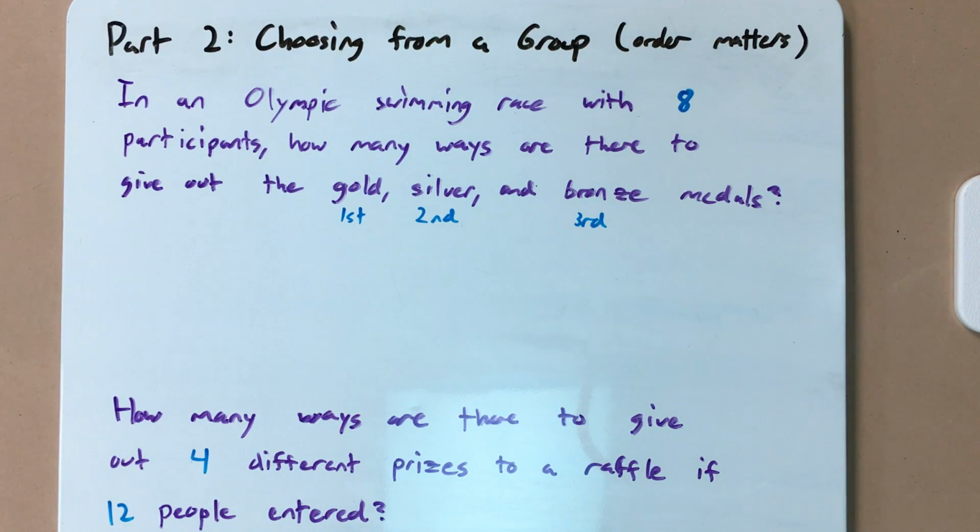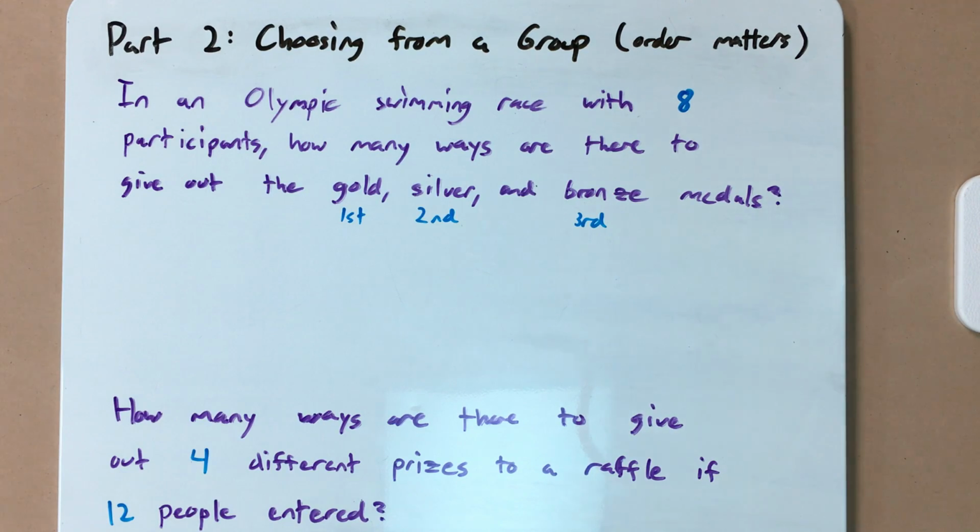Now part 2 of permutations is where it gets a little bit trickier. You'll see problems like the 2 that I'm about to go over, and this will actually lead us to the big formula that you can use to find permutations for problems like this. Now this is going to be where you choose from a group and your order matters.